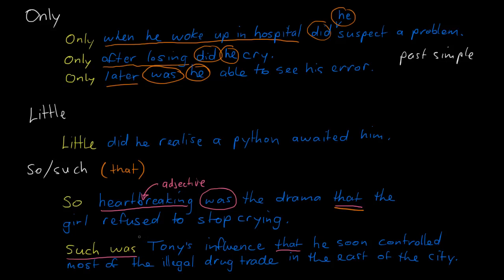So such was, when it's used like this, such with a be verb, it doesn't always have to be was, but it does have to be a be verb. When you have them together like this, it means so great, so big, so powerful.